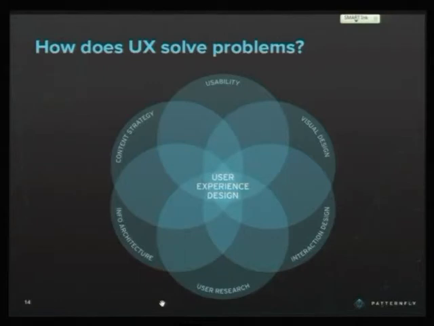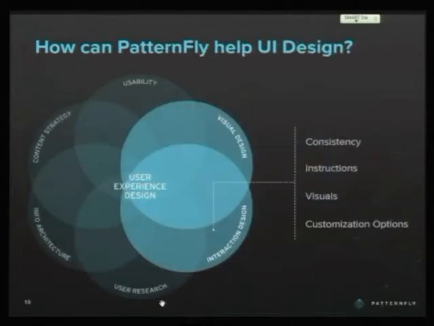UX is a number of different disciplines. It includes content strategy, information architecture, user research, interaction design, visual design, and usability. And then if we wanted to break down interaction design a little bit more, the pieces that we focus on a lot, especially within PatternFly, are consistency, giving relevant instructions to what you're doing, making sure the visuals are appealing and make sense, color is used in the right circumstance at the right time. And also, another one that's big is customization options, right? So users always like to customize their own environment.